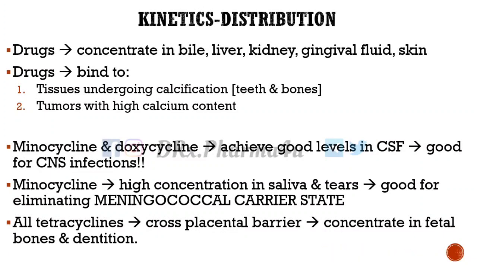Dentition means the teeth apparatus of the fetus. So when the child is born, bones will not grow properly and there will be a problem with the teeth as well. So this kind of children will not get good height. So they may have stunted growth. They may have growth problems.